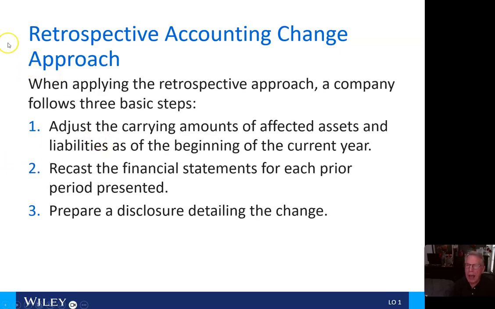So if we look at the retrospective accounting change approach, when applying the retrospective approach, a company follows three basic steps. One, adjust the carrying amounts of affected assets and liabilities as of the beginning of the current year. Two, recast the financial statements for each prior period presented. And three, prepare a disclosure detailing the change.